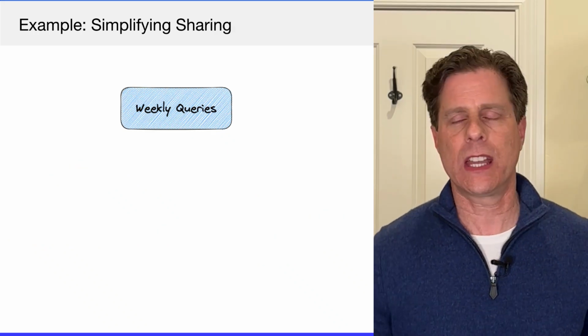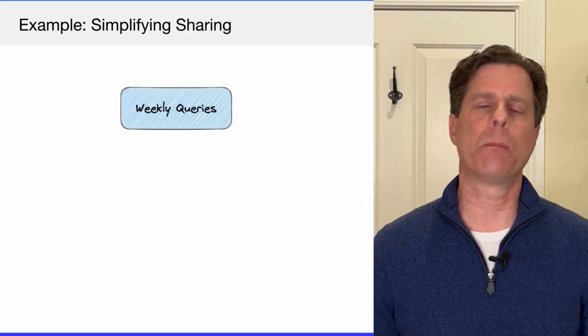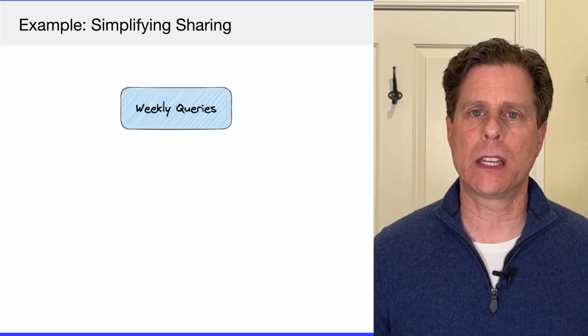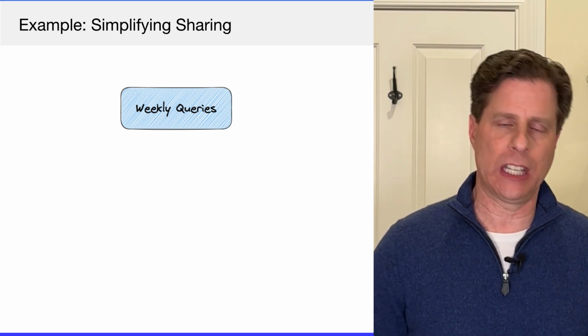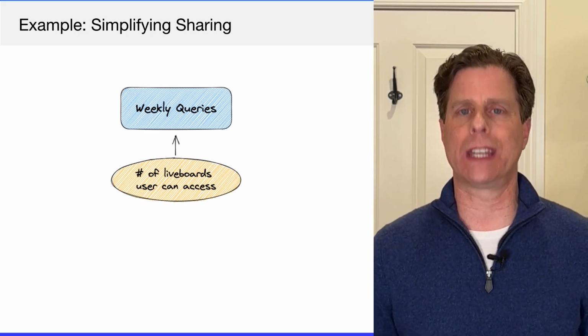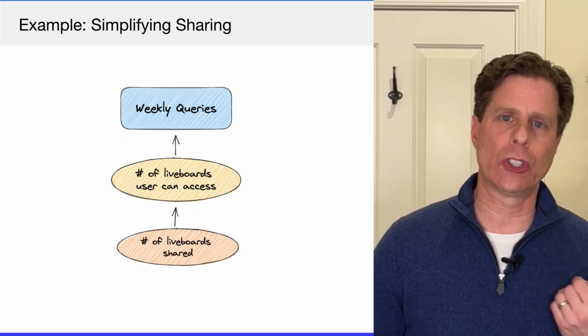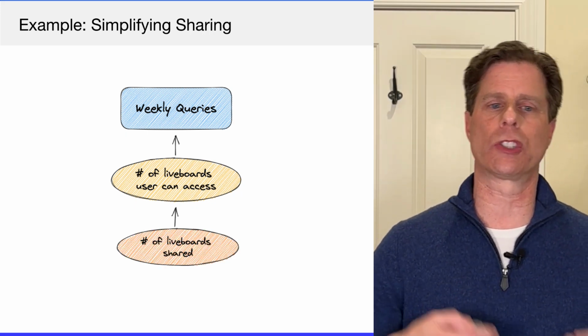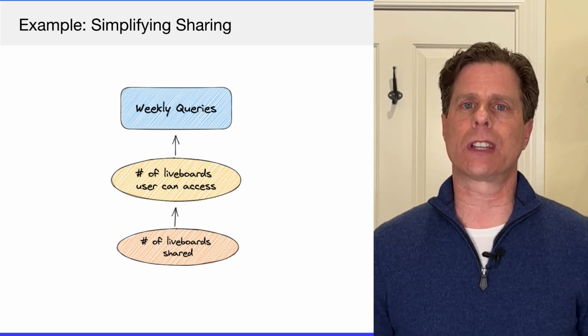For example, let's say we're focusing on simplifying the sharing process. Now by itself, that's probably not going to make a big enough change so that we could see a measurable change in weekly queries. But we know that the number of live boards a user can access is an input to weekly queries. And in turn, we know that the number of live boards shared is an input to the number of live boards that a user can access.